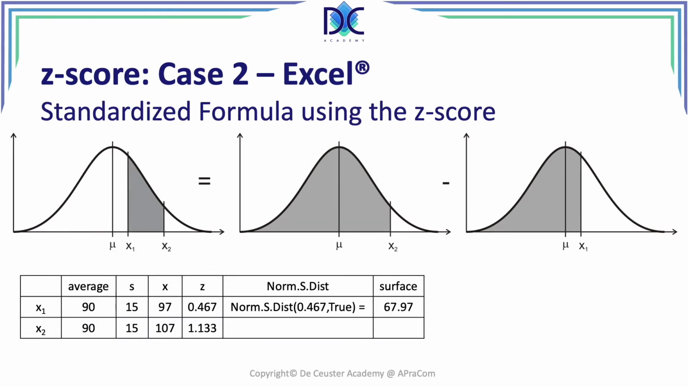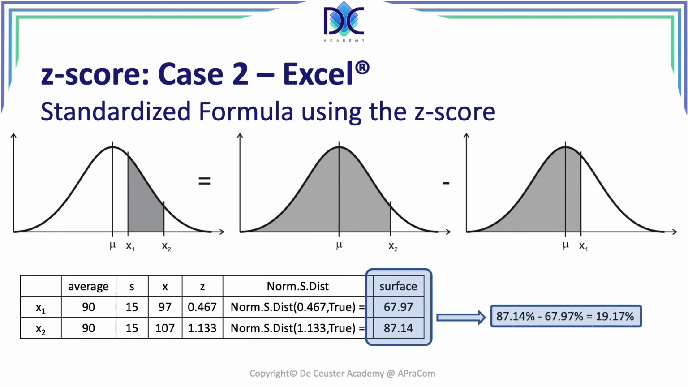We can also use the standardized formula using the Z-score. So we put the numbers in there. We have the Z value that we calculated before. So we find the formula for x1 is NORM.S.DIST of 0.467 and TRUE, which gives us again 67.97%. Do the same for x2, we find 87.14%. Basically, we find the same numbers that we had before, and now we find in fact the difference, and we find again 19.17%.